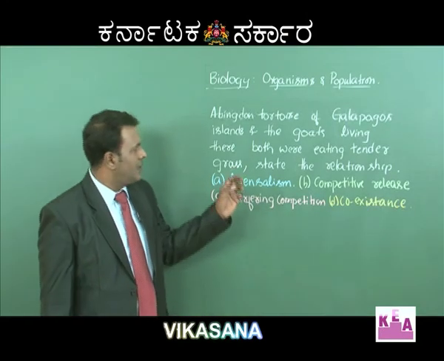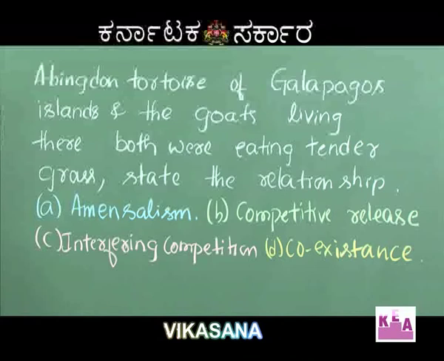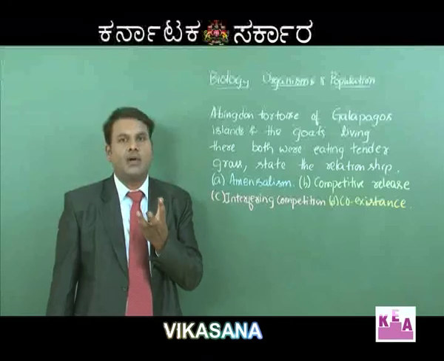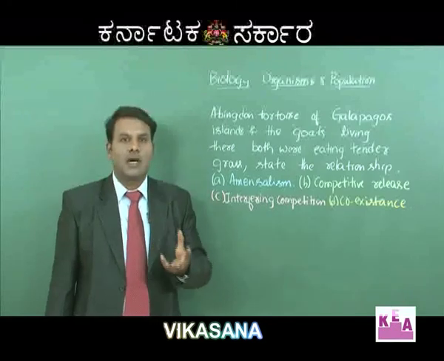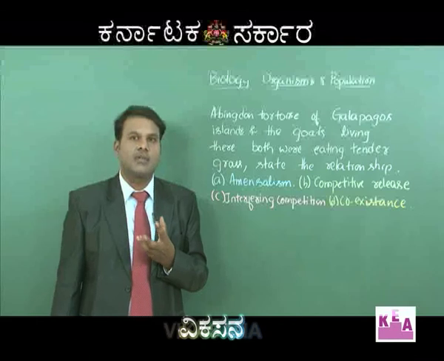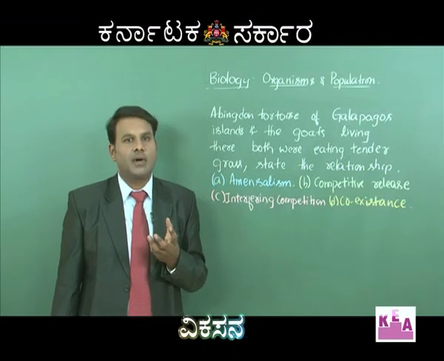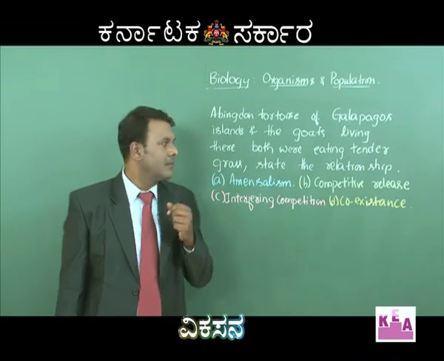Let us take up another question. Abundant tortoise of Galapagos Islands and the goats living there, both were eating tender grass. State the relationship. The Galapagos Islands have a greater significance, because Charles Darwin visited Galapagos Islands and he identified small black birds called Darwin finches. So, those Darwin finches got adapted through adaptive radiation.